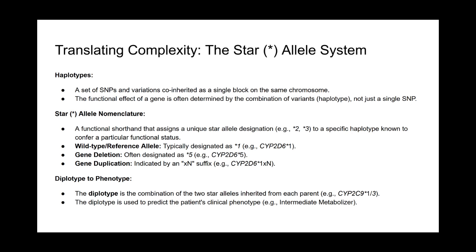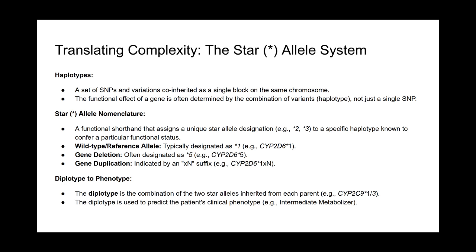Individual SNPs rarely exist in isolation. Instead, a set of SNPs and other variations located close together on the same chromosome is often inherited as a single block. This co-inherited set of variations is known as a haplotype. Understanding haplotypes is essential because the functional effect of a gene is often determined by the combination of several variants acting in concert, rather than by a single SNP.